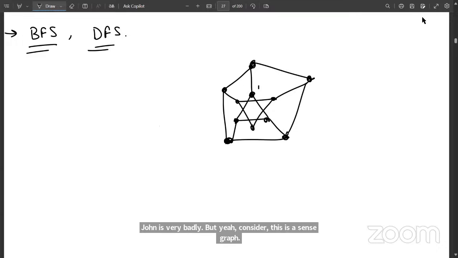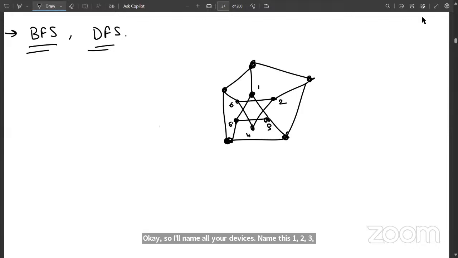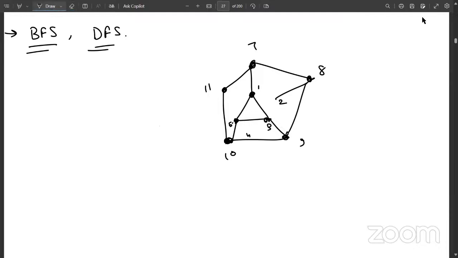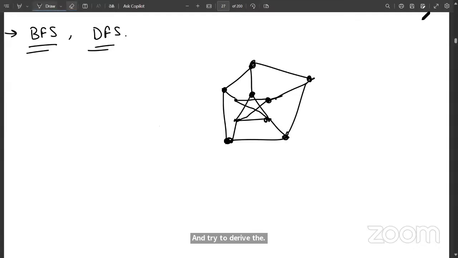Okay, so I'll name all the vertices. I name these 1, 2, 3, 4, 5, and 6, 7, 8, 9, 10, 11. Did I miss something? There should be 10 vertices over there. So I missed some. There should be 10 vertices: 1, 2, 3, 4, 5, and then 6, 7, 8. So I suggest you take 2 minutes and try to derive the BFS tree and DFS tree in your copy. What will be the DFS tree and the BFS tree for this graph?